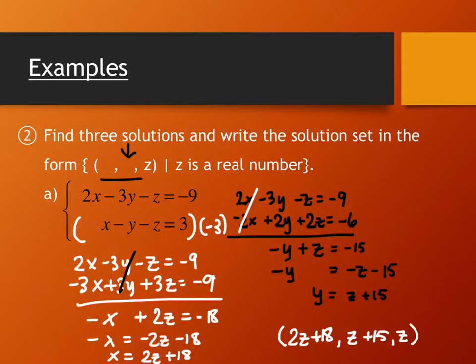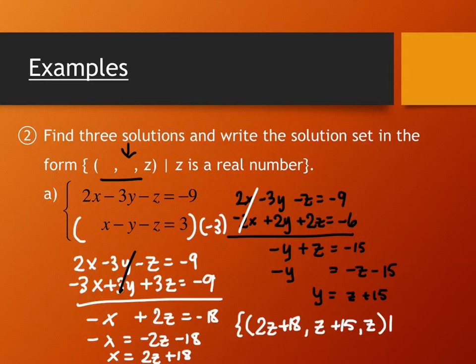As we're looking at this, we need the rest of the details around it: the curly brace, the bar, and then the statement at the end that says z is a real number. I'm kind of running out of space, so let me move this over just a little bit. And we'll say z is a real number. I'll just use the number sign for now because I'm running out of space.